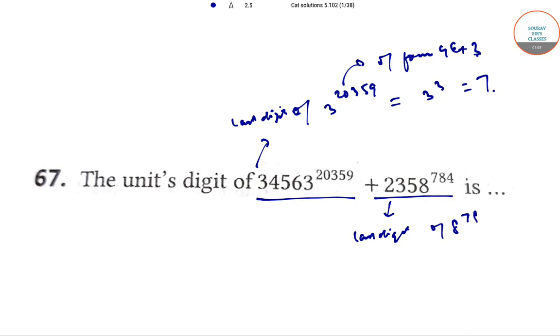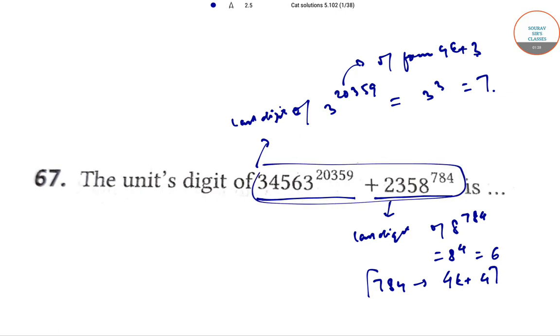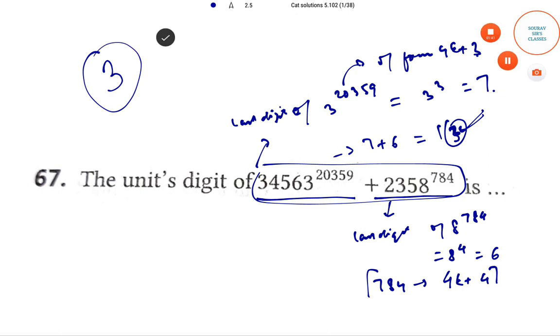of 8 to the power 784, that is the last digit of 8 to the power 4, which is equal to 6, as 784 is of the form 4k plus 4. Therefore the last digit of this combined number is 7 plus 6, so 13. So the last digit is 3. So 3 is the last digit.